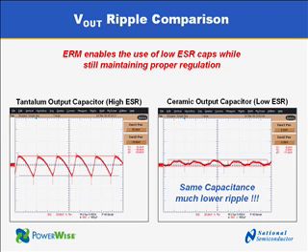Let's compare the output ripple voltage of two different buck regulators. On the left side, a buck regulator with a tantalum output capacitor, which has a high ESR. So the ripple voltage is quite big. On the right side, a buck regulator with ceramic output capacitor, which has a low ESR. Here you see the significant difference of output ripple voltage at the same capacitance. So in summary, the emulated ripple mode enables the use of low ESR capacitors while still maintaining proper regulation at constant on-time scheme.